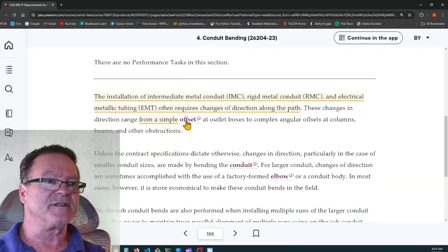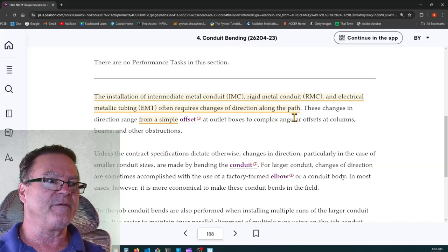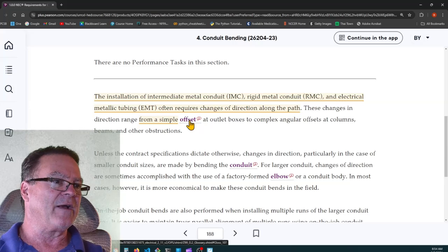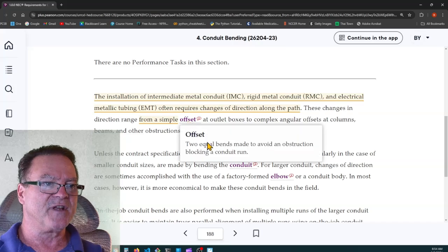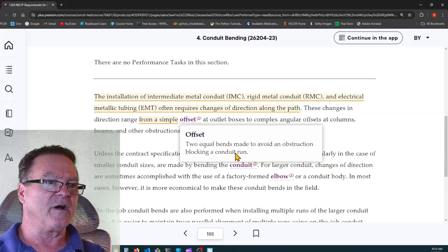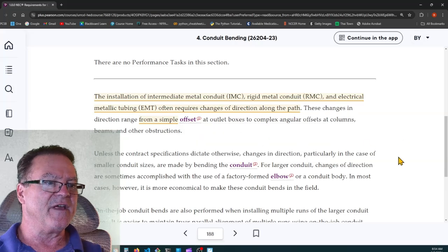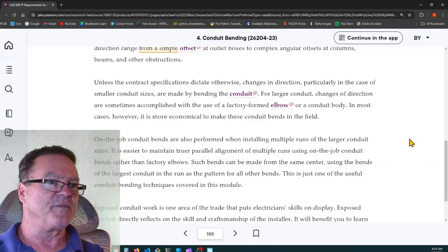So here's a highlight. It says the installation of intermediate metal conduit, rigid metal conduit, and electrical metallic tubing often requires changes of direction along the path, from a simple offset at outlet boxes to complex regular or angular offsets at columns, beams, and other obstructions. An offset is 2 equal bends made to avoid an obstruction blocking a conduit. We'll see that when we get to it, and I'll go to the magic board and draw some things.